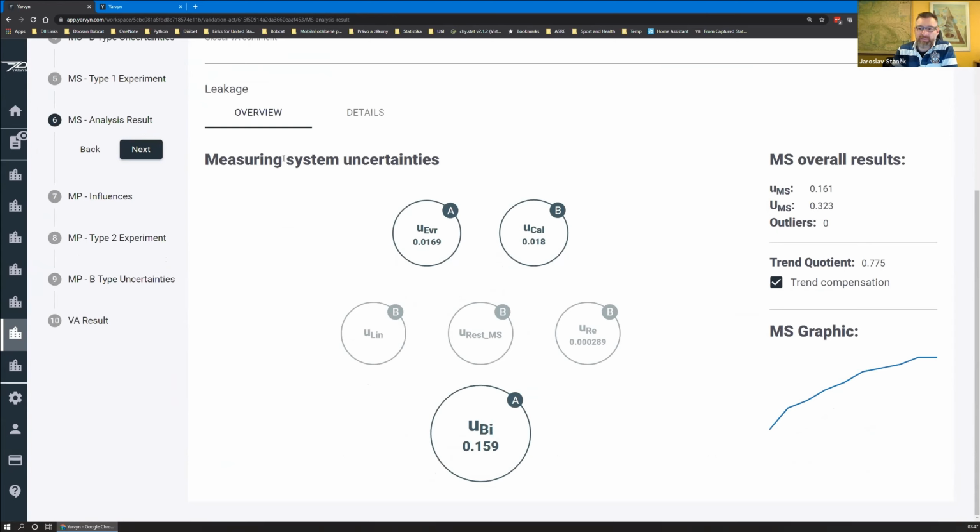And the measuring system in our case is the calibration master. So we have the calibration error as a type B uncertainty. The resolution is not used because it's really small, negligible, much smaller than the repeatability we see in the experiments. That's the reason why we don't use it. And we have the bias. Now let's see the detail.